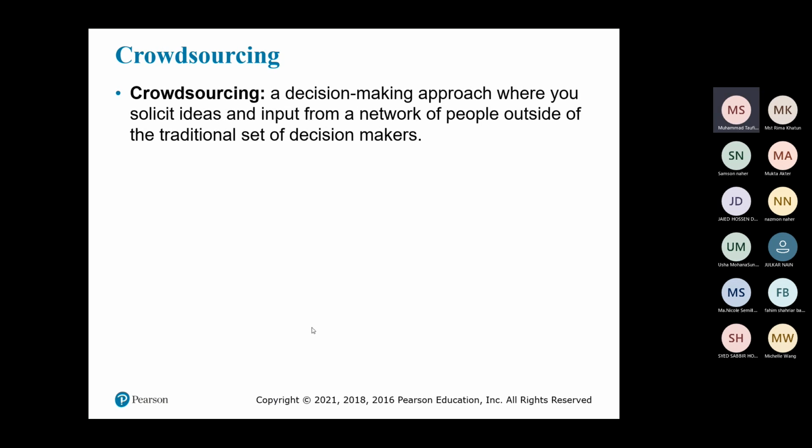Another way where you can improve your decision making is through crowdsourcing. So what is crowdsourcing? Crowdsourcing is a decision making approach where you solicit ideas and input from a network of people outside of the traditional set of decision makers. In simple terms, you try to ask for opinions. Maybe you prepare a simple questionnaire and send it to other people other than the one who makes the decision.